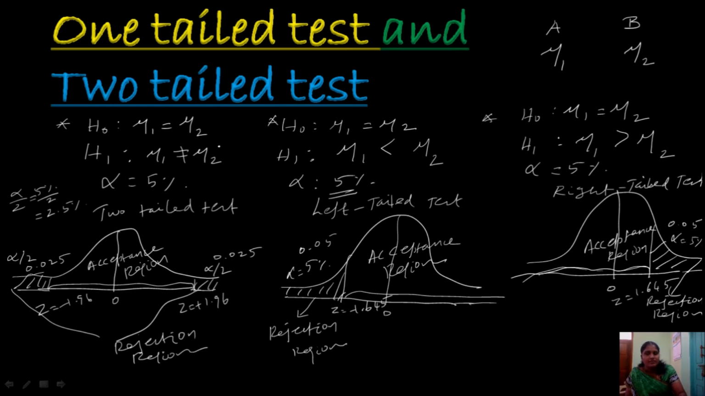If there is no difference, we take a two-tailed test. If there is a difference, that is one is superior or inferior to the other, we make use of lesser or greater symbols. Based on that we choose the test, maybe left-tailed or right-tailed. So this is how we choose the test, one-tailed or two-tailed.